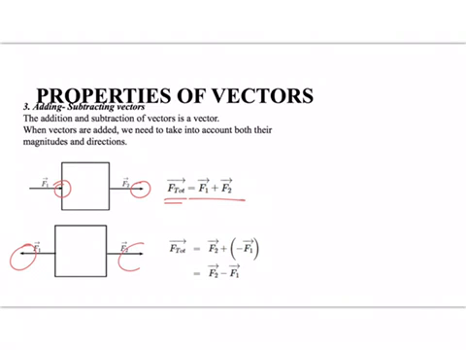If they have opposite directions, let's say the magnitude of F2 is bigger than the magnitude of F1. So I have to subtract them because they are in opposite directions. So the total force or total vector will be in the direction of F2 because its magnitude is bigger.